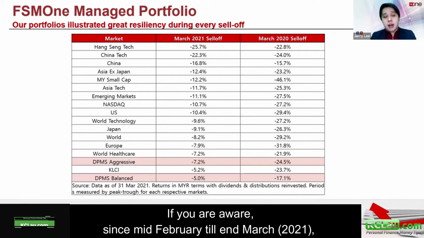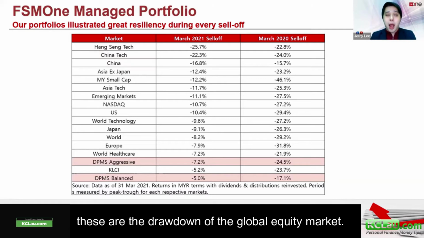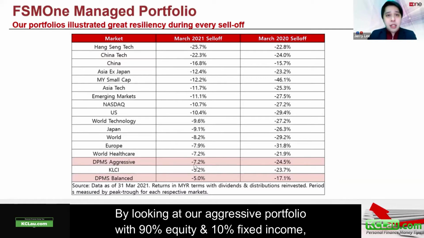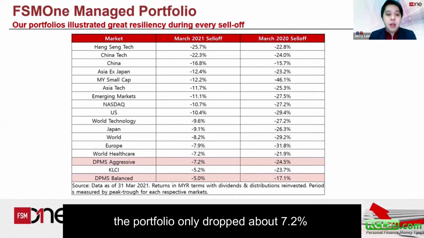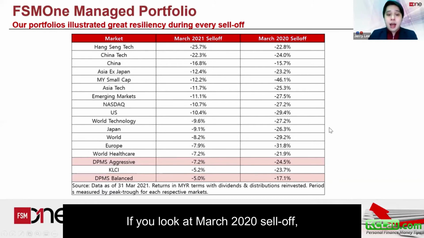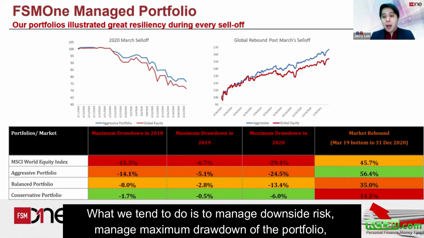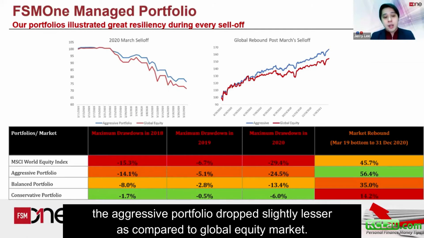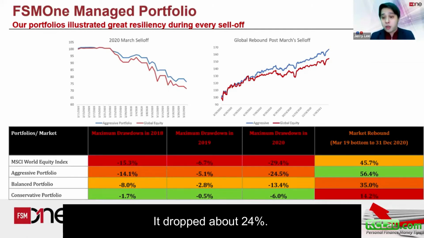If you're aware, since mid-February until end March, these are the drawdowns of the global equity markets. But if you look at our aggressive portfolio, with 90% in equity, 10% in fixed income, the portfolio only dropped by 7.2% as compared to the double-digit drop in the global equity markets. And if you look at the March 2020 sell-off, what we tend to do is manage the downside risk, we manage the maximum drawdown of the portfolio. So the aggressive portfolio dropped slightly less compared to the global equity market, which dropped by 24%.